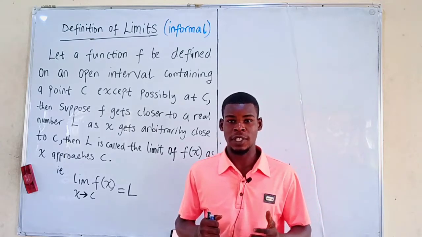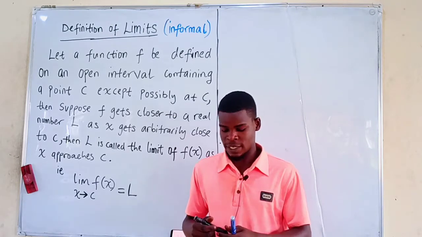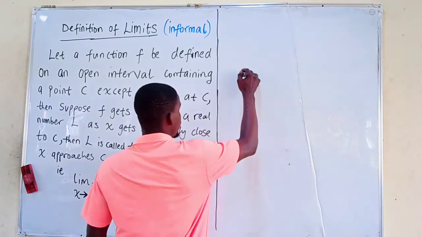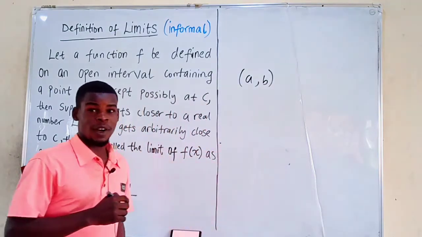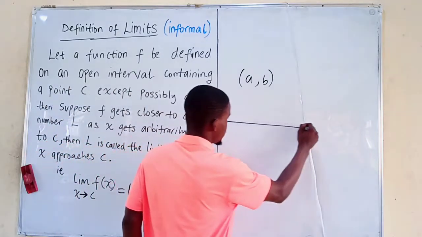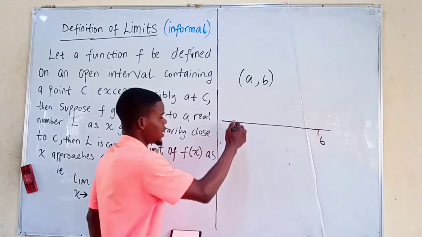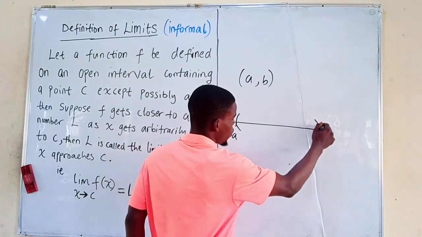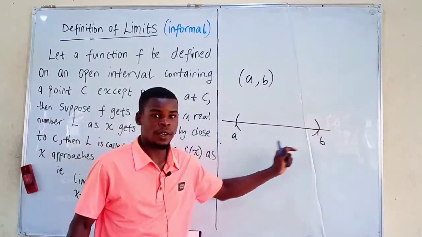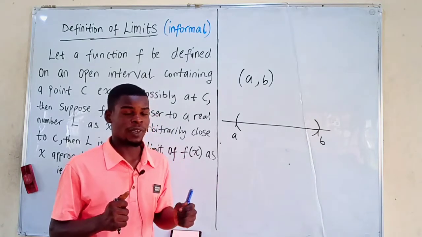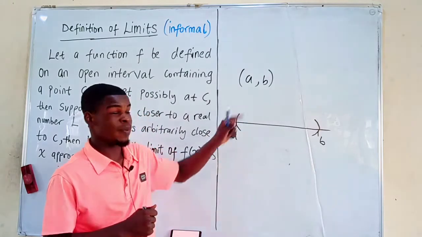An interval of numbers, say from 1 to 5, real numbers starting from 1 to 5. That is an interval. In this case, we mean an open interval, which means that the endpoints are not included. If you're talking about a real line from A to B, maybe this is point A, and this is point B. An interval from A to B means every real number from point A to point B, but in an open interval, the points A and B are not included, so we use parentheses for that.